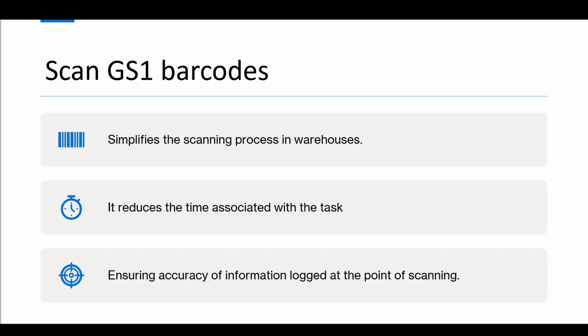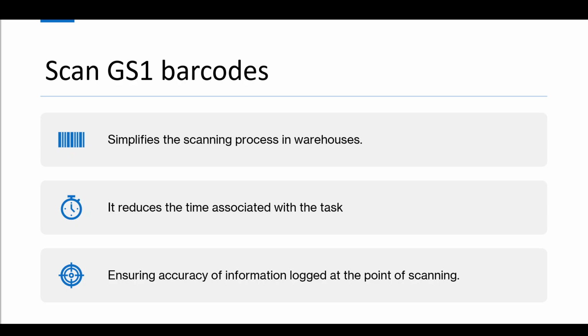So this feature will really simplify the scanning process in the warehouses where the pallets or the containers are labeled with GS1 barcodes. So the warehouse workers can simply scan the GS1 barcode to extract all the needed information in a single scan. This definitely will reduce the time associated with the task by eliminating the number of scans and the manual data entry. This also will ensure the data accuracy during the warehouse flow.